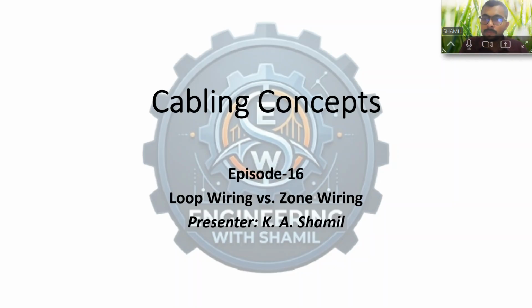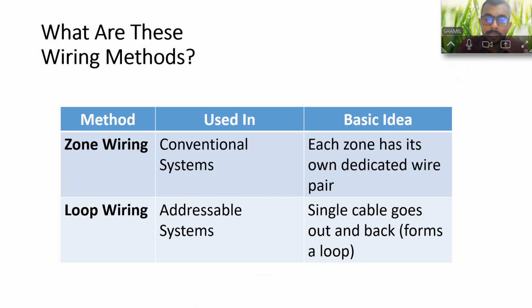In my previous videos, if you have gone through them, you will understand that in fire alarm systems there are two types of system. The first type is the conventional system, and the second type is the addressable system. And in fire alarm systems, we have two types of cabling. The first is called loop wiring or loop cabling, and the second is called zone cabling. So let us see what each type of cable is, and which cabling goes to which system. So without further ado, let's begin the session.